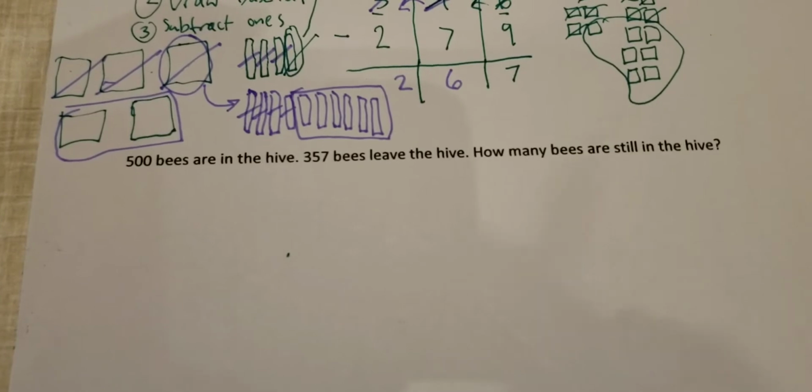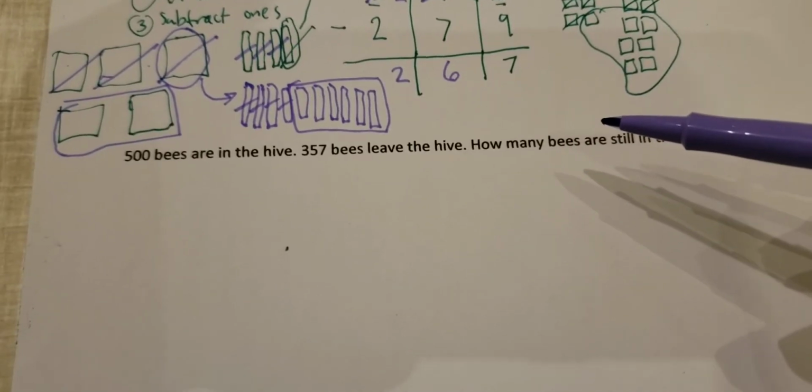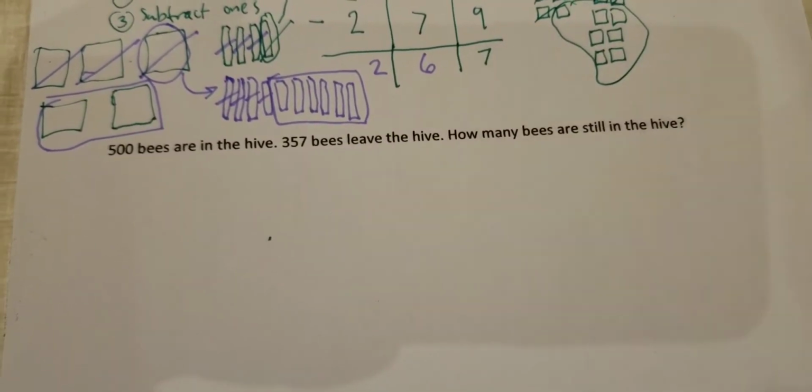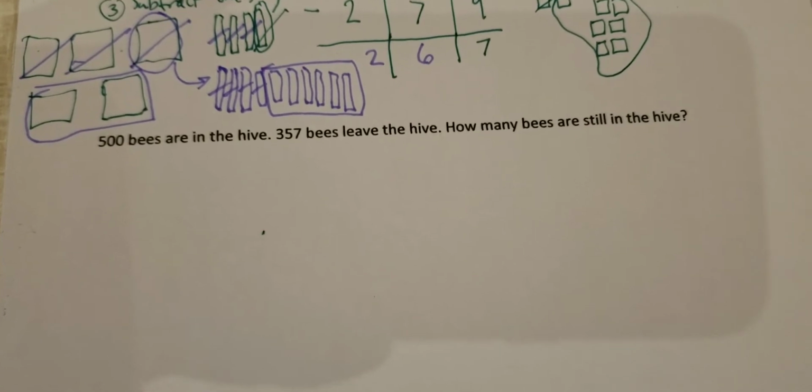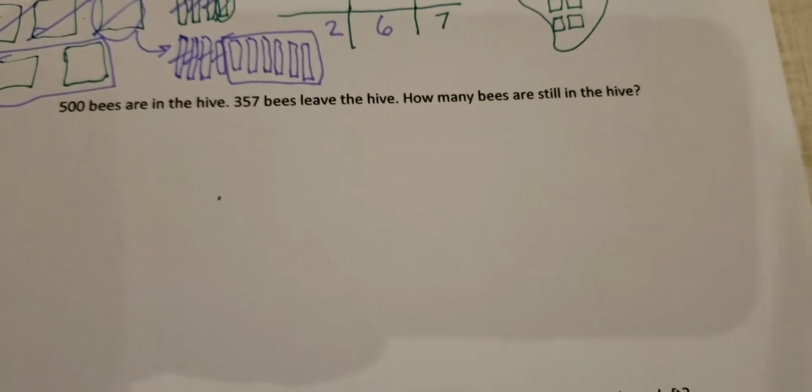Now let's take a look at a word problem. Okay? 500 bees are in the hive. 357 bees leave the hive. How many bees are still in the hive?